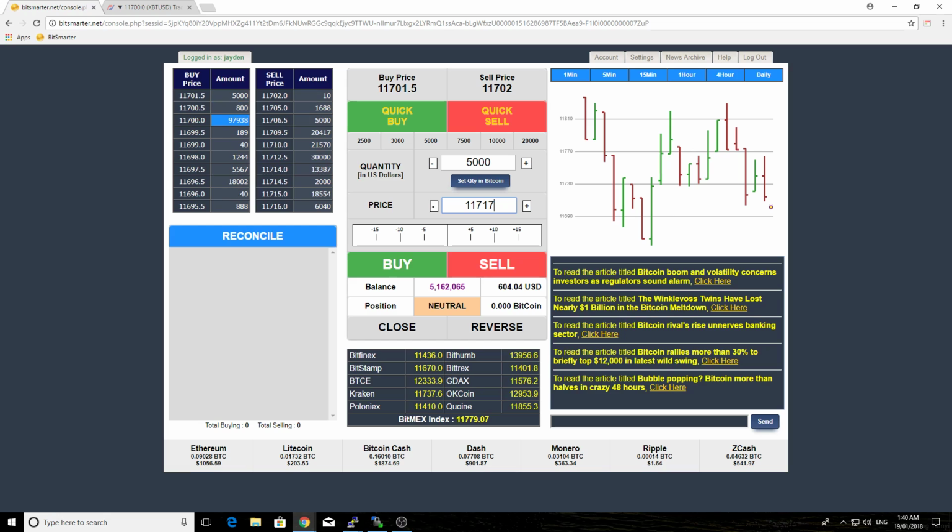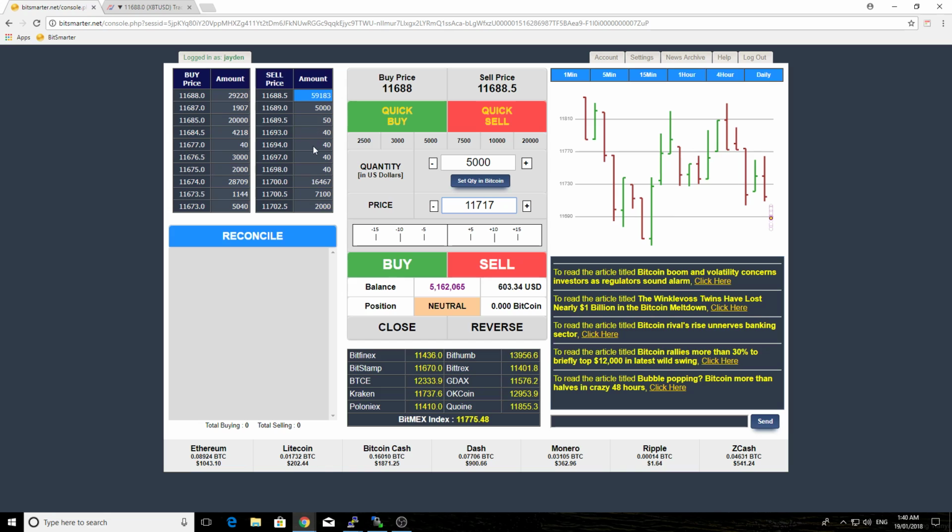Starting on the left, we've got the market depth. We've got the buyers, what price they're willing to buy and how much in terms of US dollars they're willing to buy at each price. And we've got our sellers, what prices they're selling at and how much volume in terms of US dollars they'll sell at each price. The colors that you see flashing give you an idea of the bigger orders.